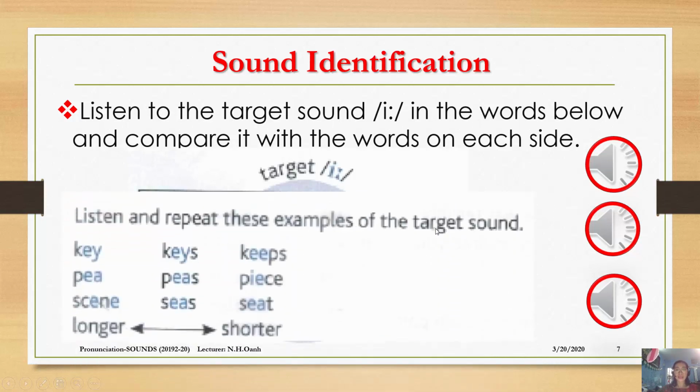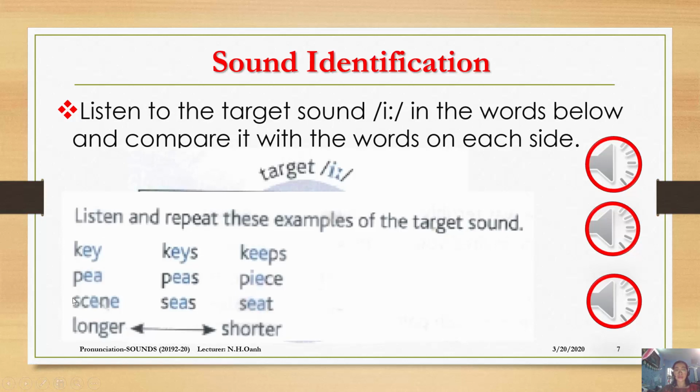Now listen and repeat these examples of the target sound. On the left-hand side are the words which have the longer vowels, and then we pronounce the vowel E shorter. Now listen. Key, keys, keeps. Pea, peas, peace. Scene, seas, seat.